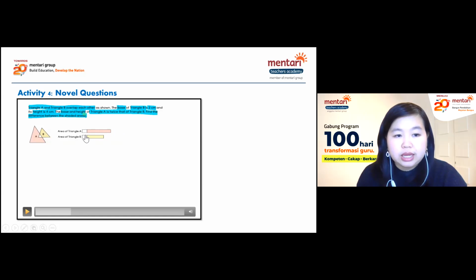In the same way, the area of triangle B also consists of a small part there, plus the rest of the area of triangle B that is colored with yellow. So the whole area of triangle B consists of the part that overlaps plus something more. And that's also the case with triangle A.